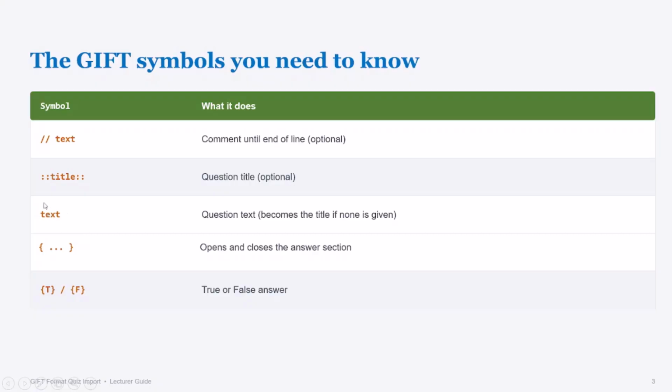Then there is the part where we have the question text itself. Then we have a portion of the question which usually indicates the correct answers, which are usually put in the curly brackets. So these are the curly brackets. That's where we usually put in the correct answer. Then for true false question types, we usually use the T or the F in curly brackets to indicate whether the answer is true or false.